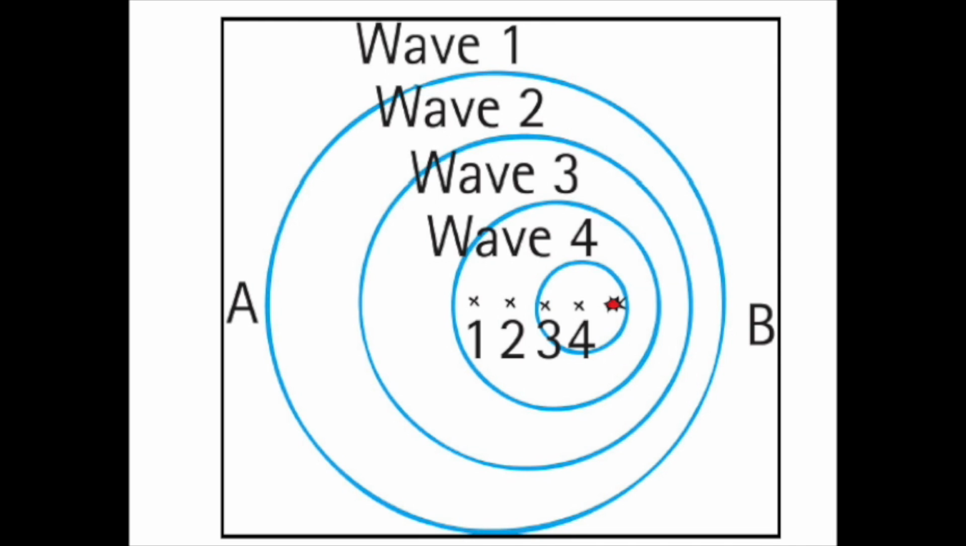Basically, since the bug is moving towards listener B, the source of the waves is closer to listener B, and the waves have to travel less time to get to person B.